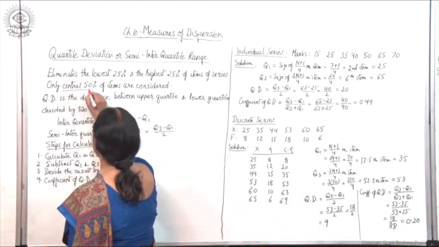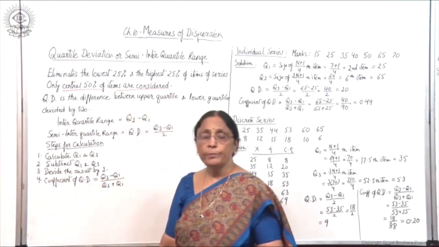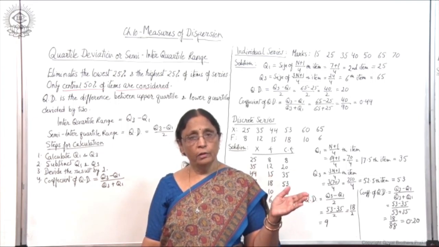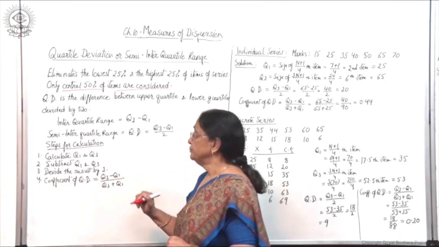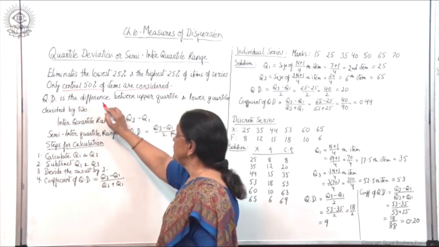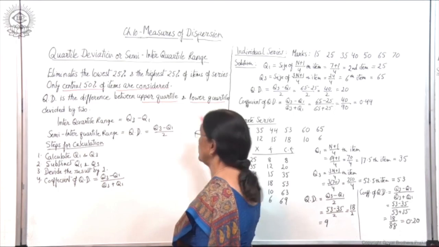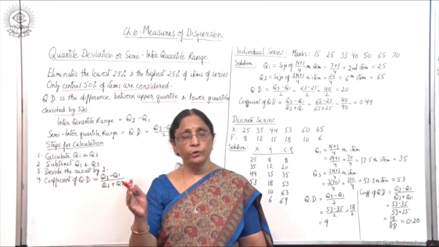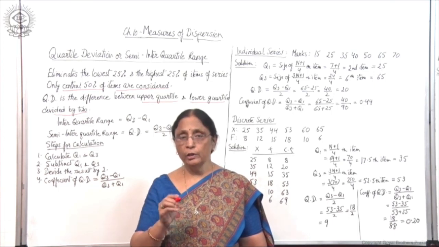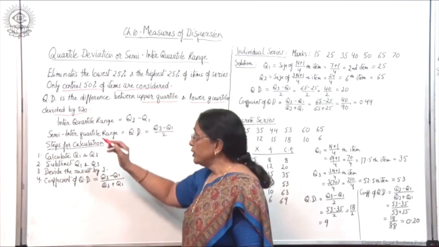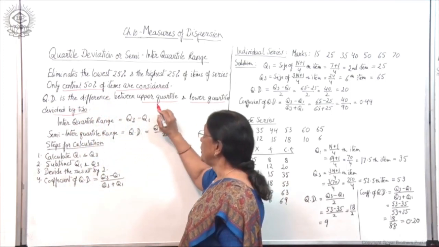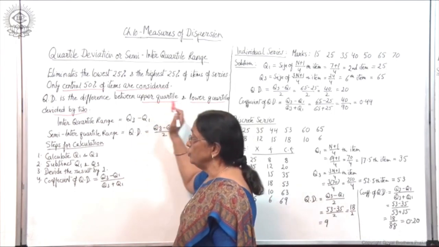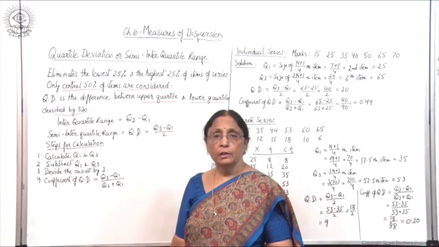So this quartile deviation considers only 50% of central values, eliminating 25% lower values and 25% upper values. QD, that is quartile deviation, is the difference between upper quartile and lower quartile divided by 2. You have done quartiles, that means dividing the series into 4 equal parts, and accordingly we have Q1, Q2 and Q3. Upper quartile is Q3, lower quartile is Q1. The difference between the two divided by 2 is known as quartile deviation.